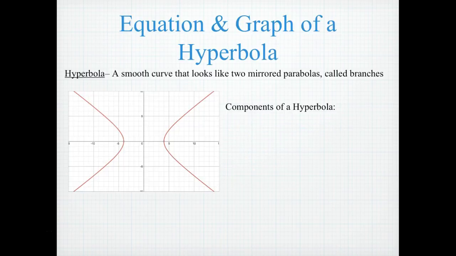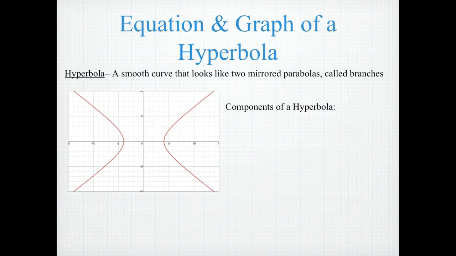A hyperbola is a smooth curve that looks like two mirrored parabolas. Each one is called a branch. A hyperbola has two branches. As you can see in the picture, in this case one opens left and one opens right. We'll also study hyperbolas that open up and down, but in each case they are two mirrored parabolas. Each one is called a different branch.